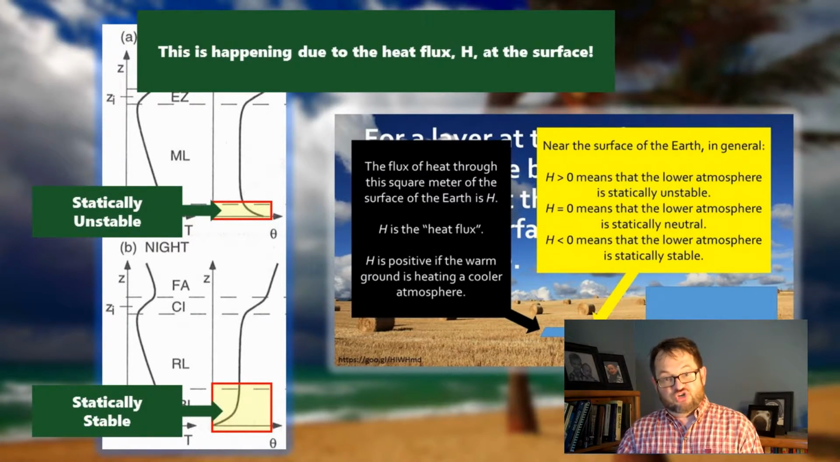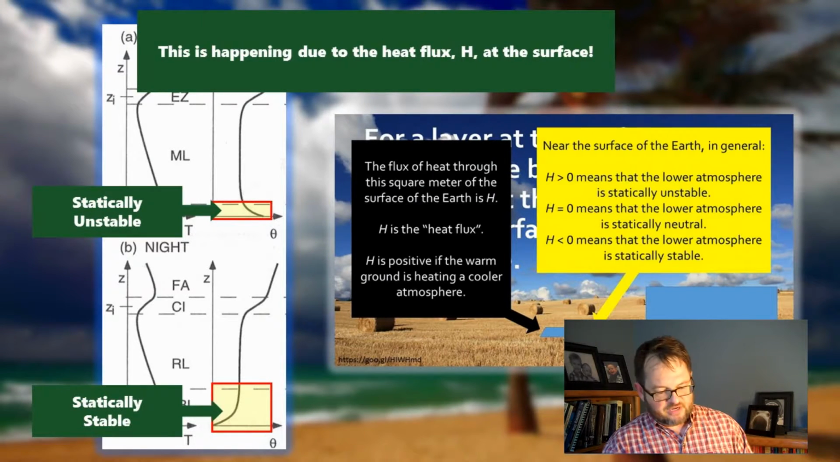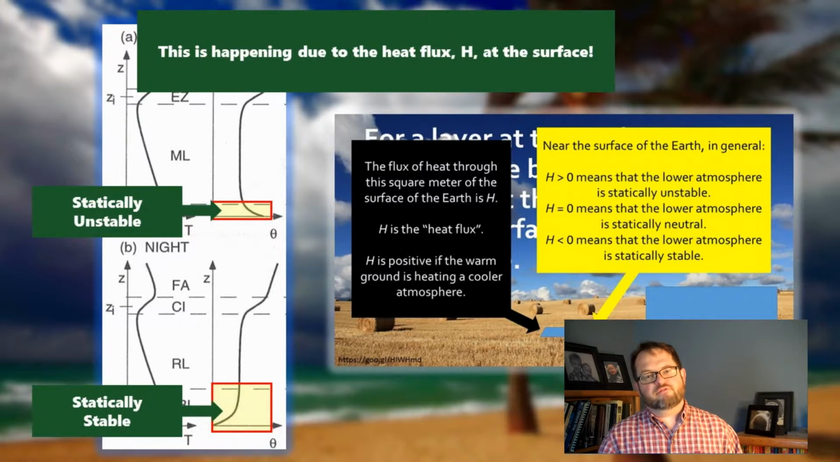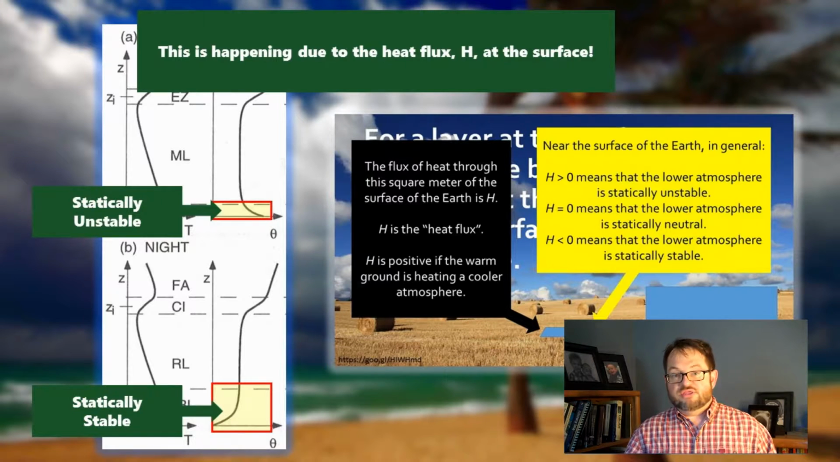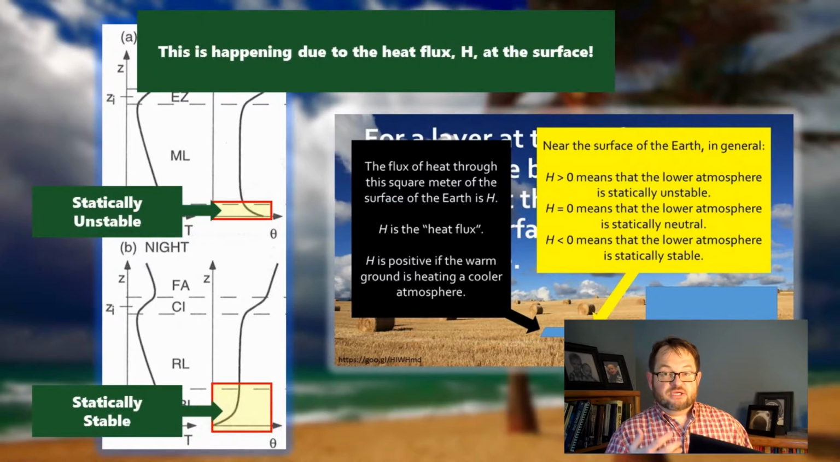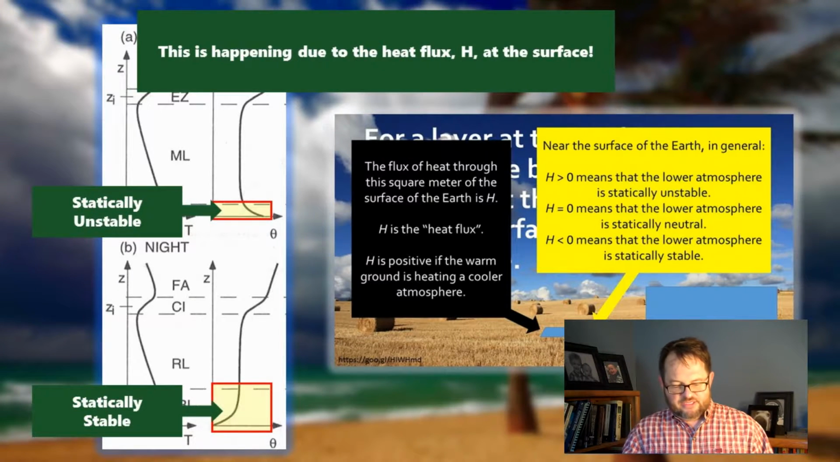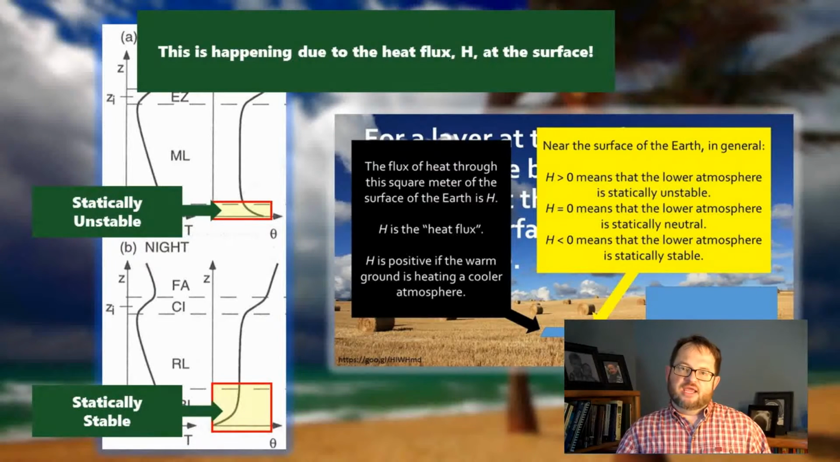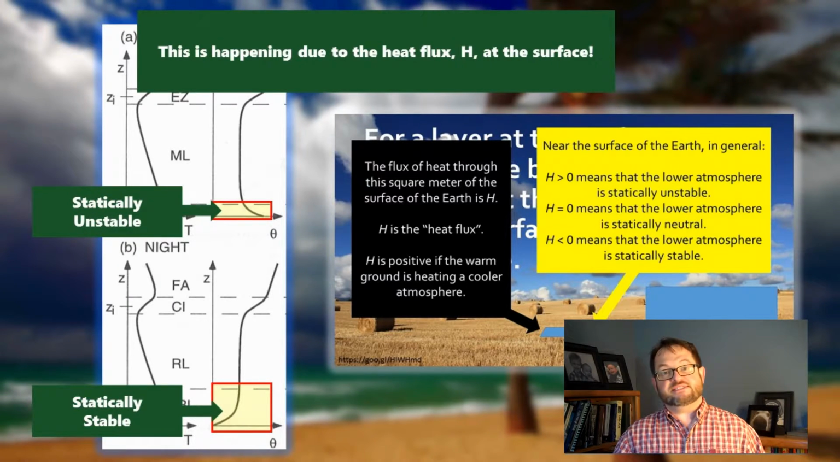And at night, the ground is generally colder than the air it's touching, and therefore there's a negative heat flux from the atmosphere down into the ground. And as you might recall from this slide that I'm just reminding you of from our stability lecture, the sign of the heat flux at the bottom of the layer is also a way of figuring out the static stability of the layer. So during the day, that lowest surface layer, that lowest 50 meters or so, should be statically unstable. And at night, that lowest 50 meters or so should be statically stable. And that's actually what we're seeing there on that graph.